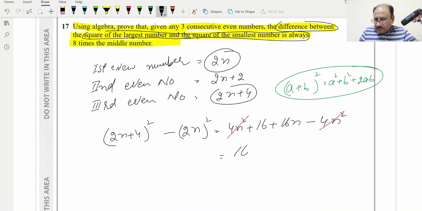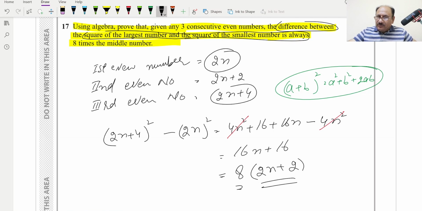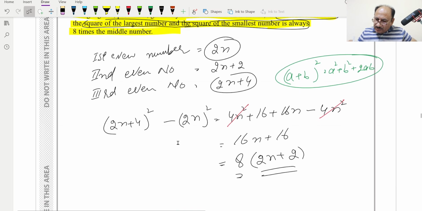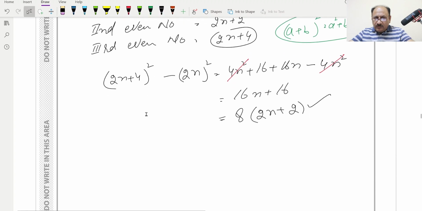The rest will be 16n plus 16, and we can take 8 common, so 8 into 2n plus 2, and this is an even number, and 8 times an even number, this is what we have told, that 8 times the middle number, this is basically the middle number, and this is 8 times.